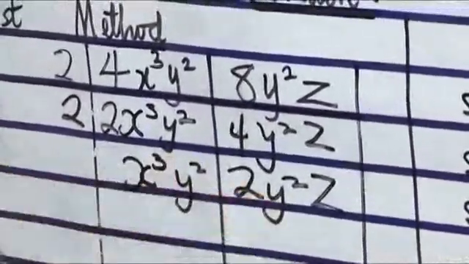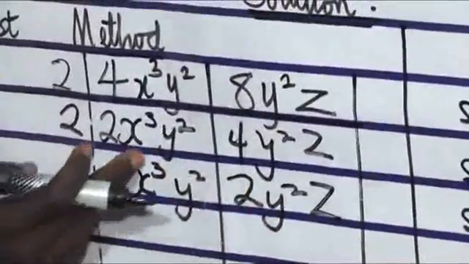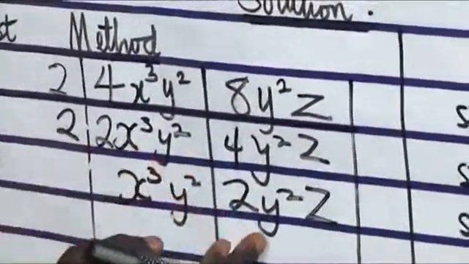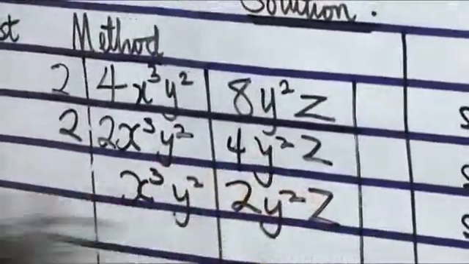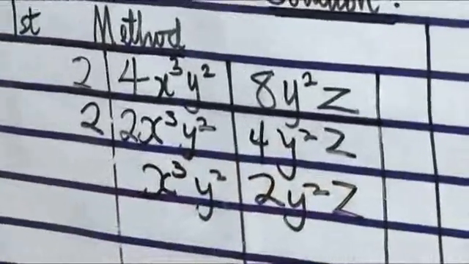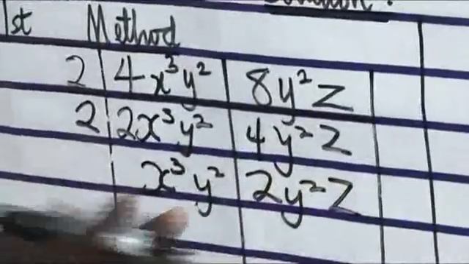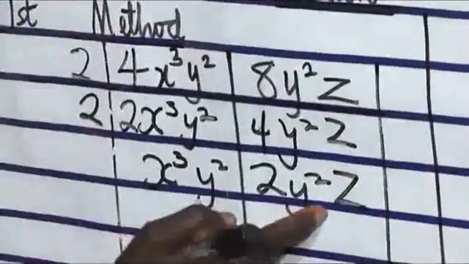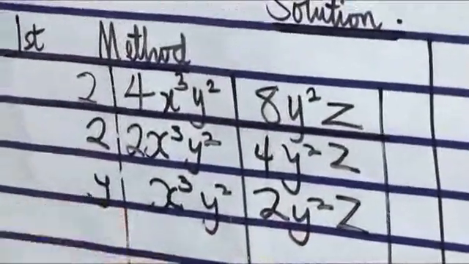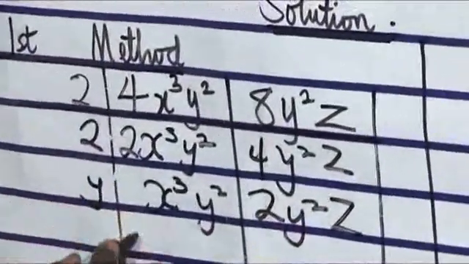Check what is common here. Here we have this x cubed, y squared. Here there's y squared z. What letter is common there? Okay, which letter? That's y. That's good. So there's y here, there's y here. Put your y there. Okay, so this one will remain.